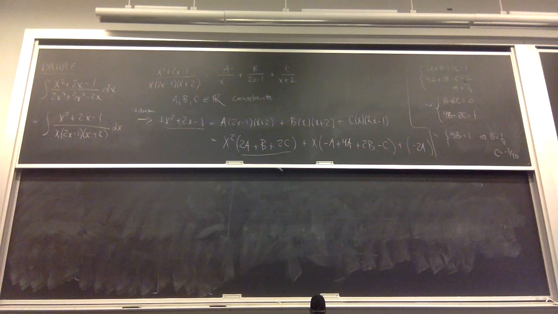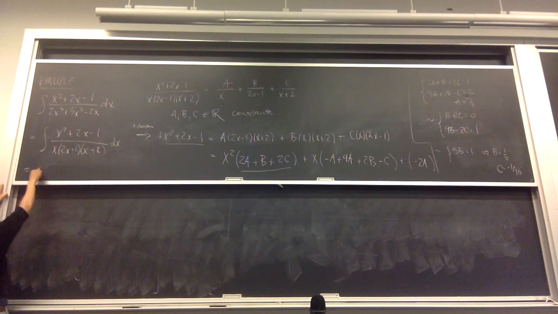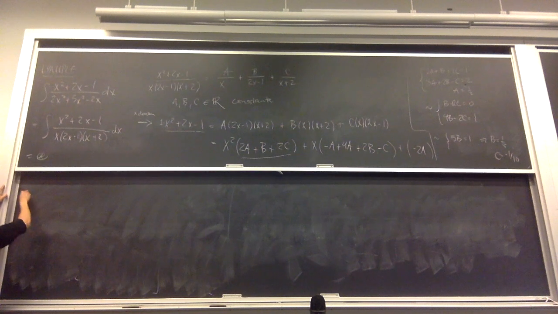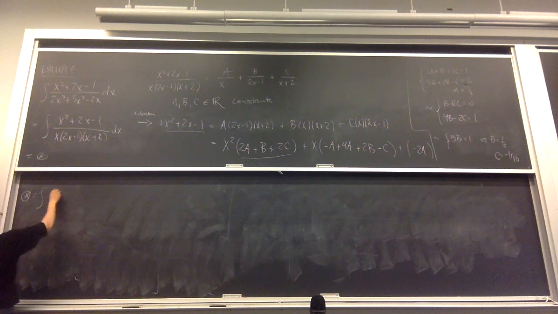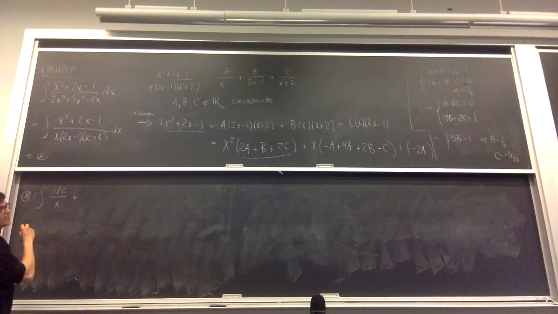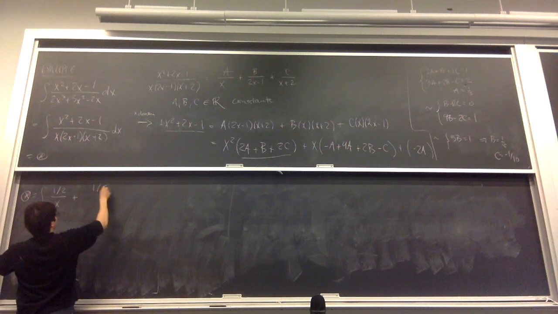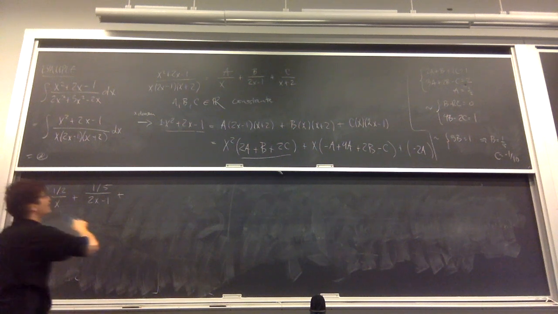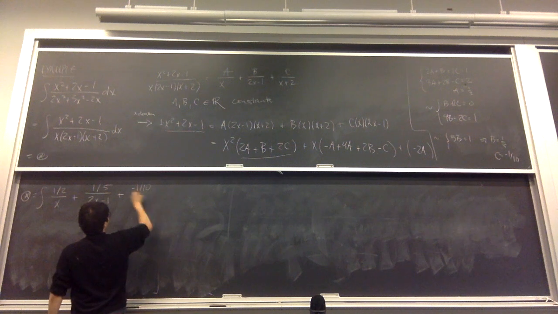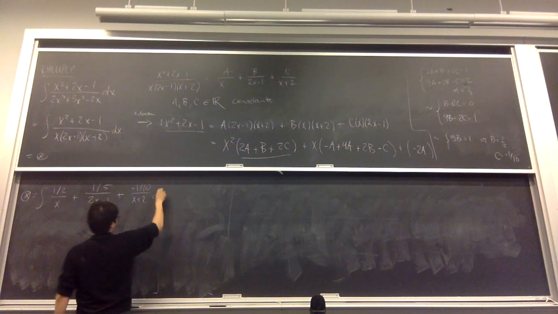Okay, so we've worked out a, b, and c, so let's go back to that partial fraction expansion. So what have we learned? I can continue this integral, and it can be written as the integral of a over x. So what was a? A half? So you have a half over x plus what was b? 1/5. 2x minus 1 plus c, minus a tenth, over x plus 2 dx.